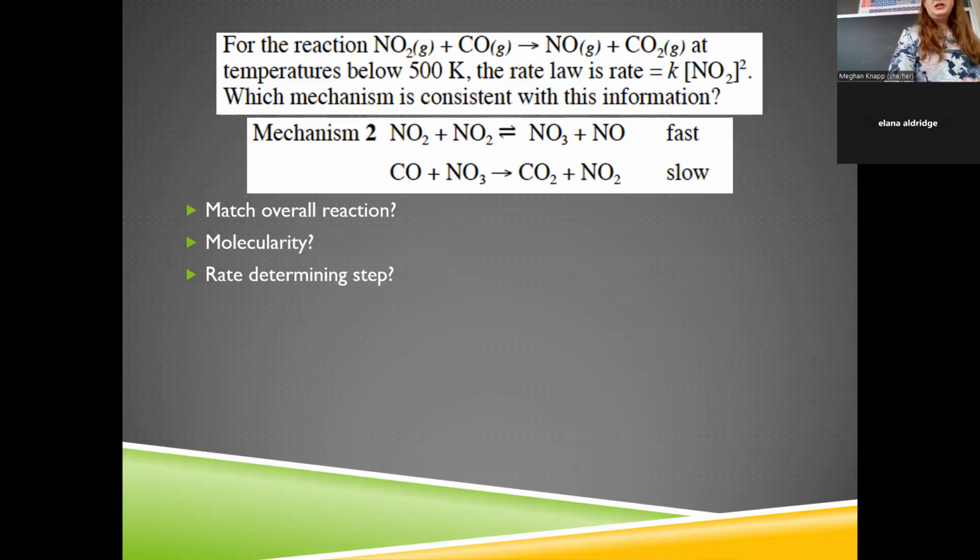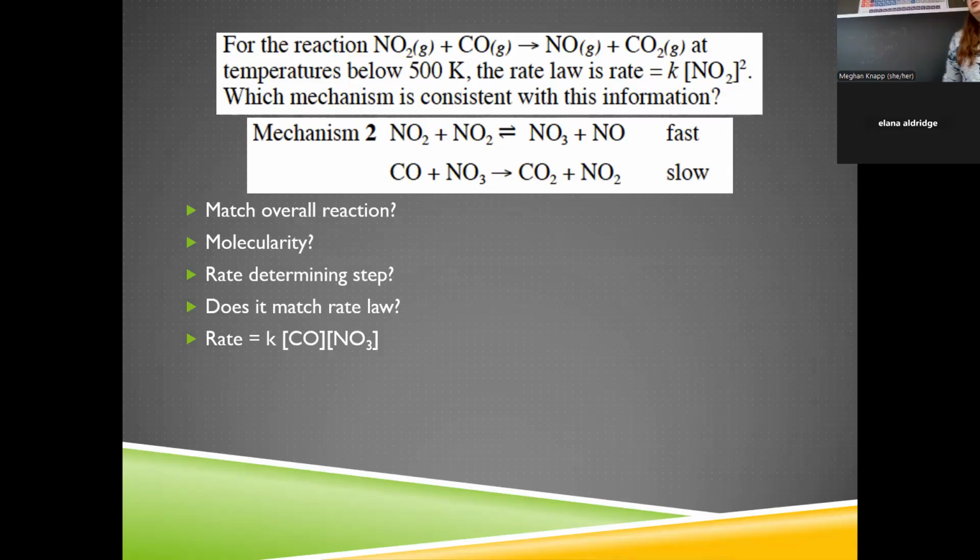We said the rate determining step was the second step and doesn't match the rate laws. This is where we got to do our algebra stuff. All right. So the rate law from this would be looking at that second step: carbon monoxide, which is a reactant, so that's fine, times the concentration of NO3. Okay, but maybe we can get rid of these things and replace it with the other stuff. Let's see what happens.